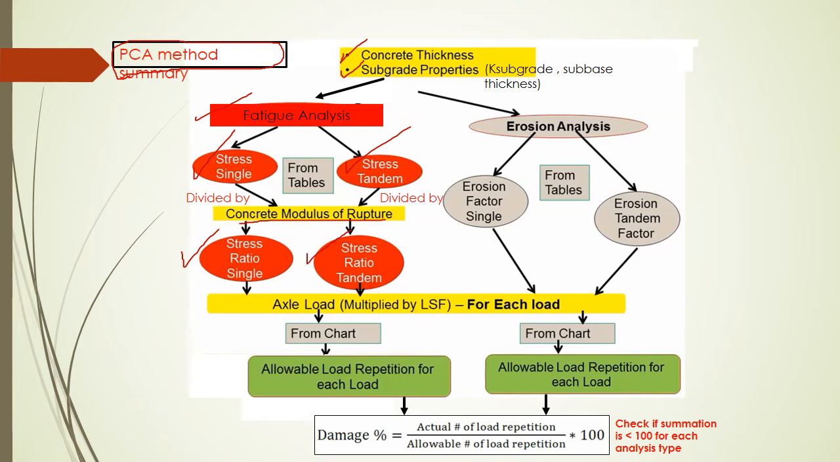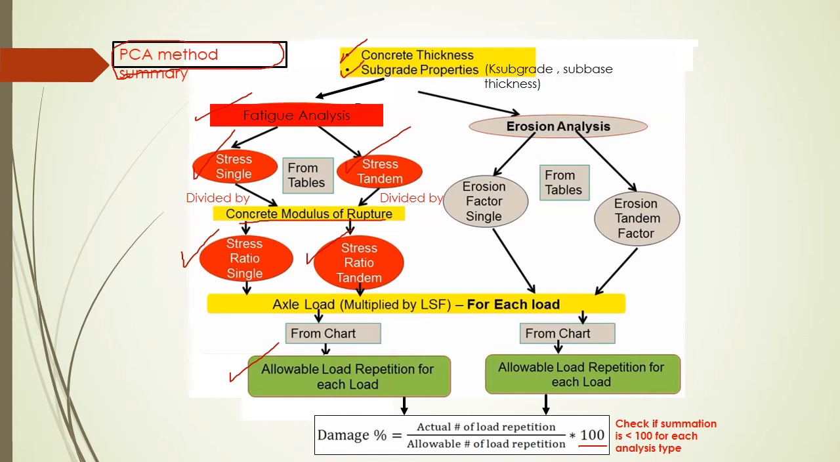You will enter another graph, and by knowing the stress ratio and the axle load multiplied by the load safety factor, you will get the allowable number of load repetitions. The fatigue percent is equal to the actual number of load repetitions divided by the allowable number of load repetitions, multiplied by 100. That is how you apply the fatigue analysis design steps.